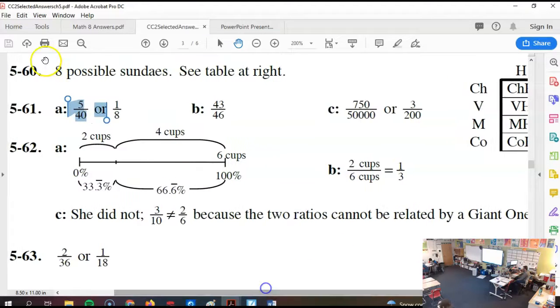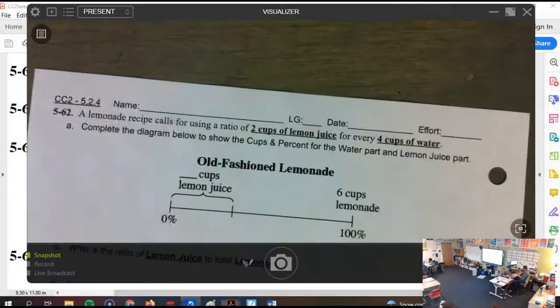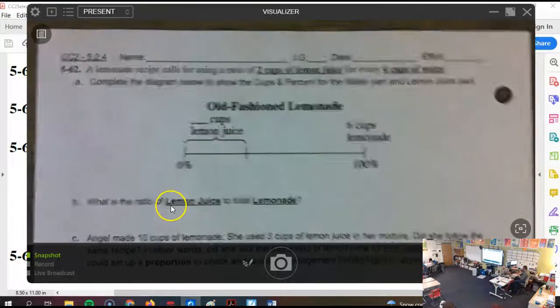Sorry, I should scooch back so you can see the question numbers. So 60, 61. Lucas, what's up? Can you go over 5-62? Yeah, the lemonade question. Yeah, that was the only one I could.